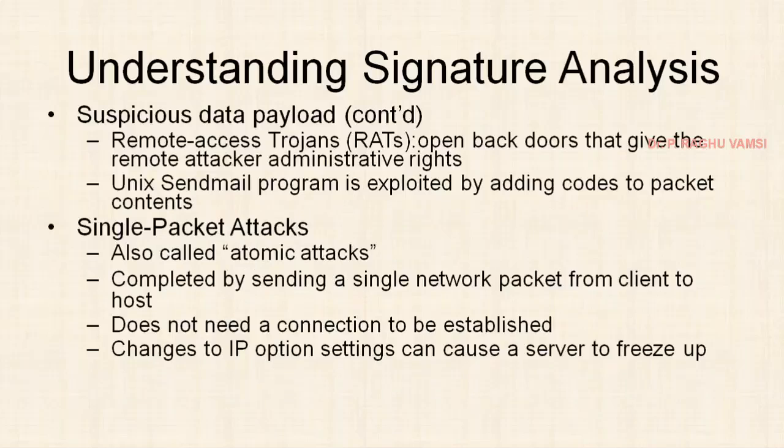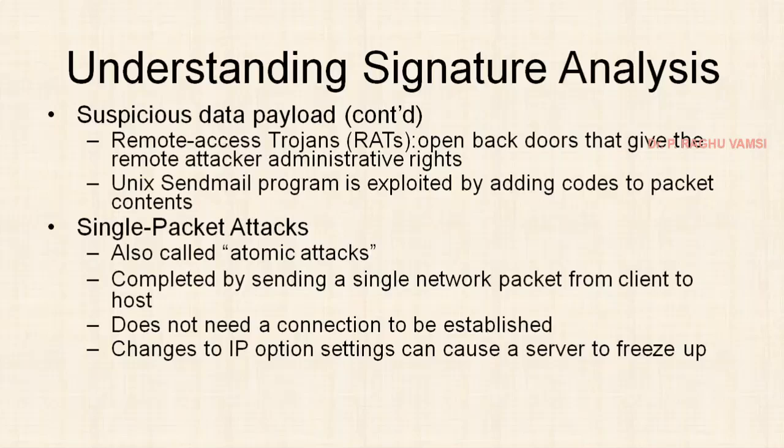Remote access trojans, especially open backdoors, give the remote attackers administrative rights. These will also have different strings set in the payload. Next, for example, the Unix sendmail program is exploited by adding code to the packet content. This is an example.